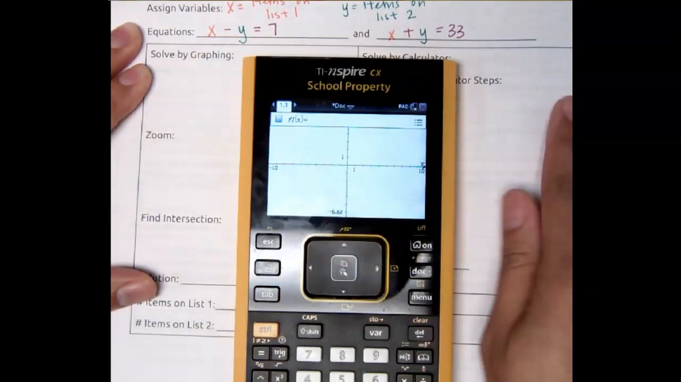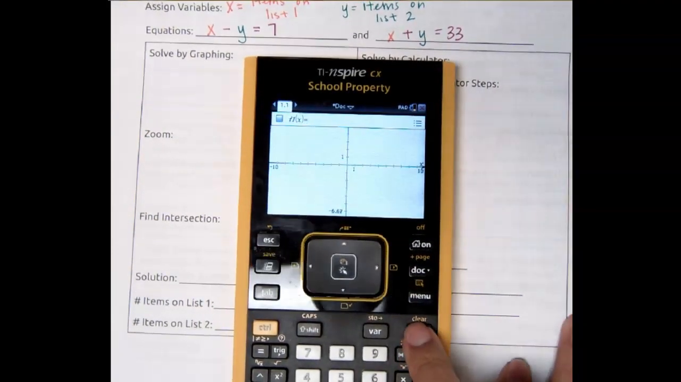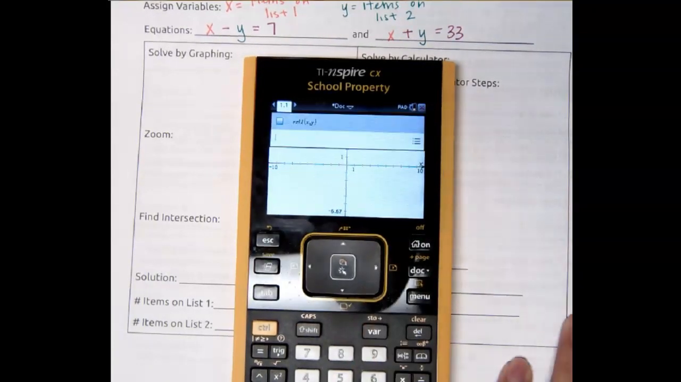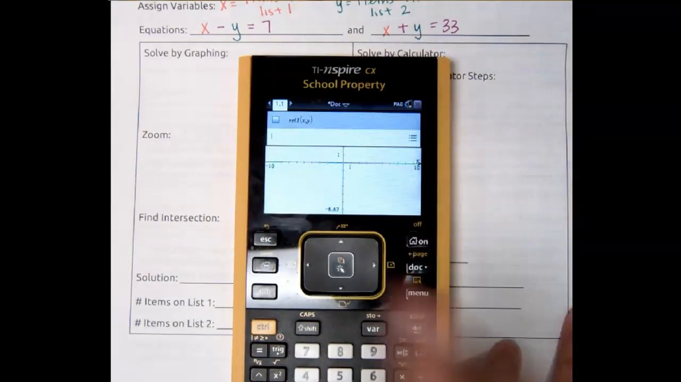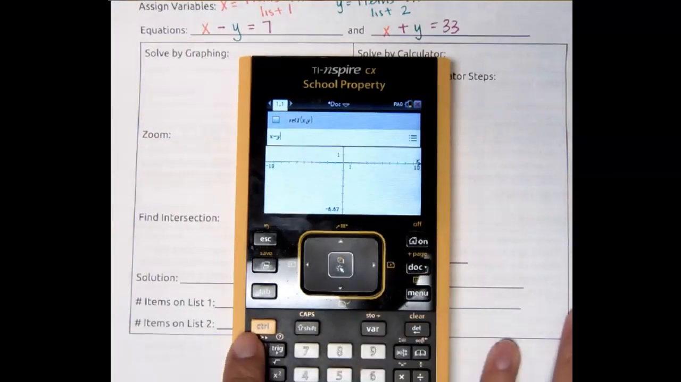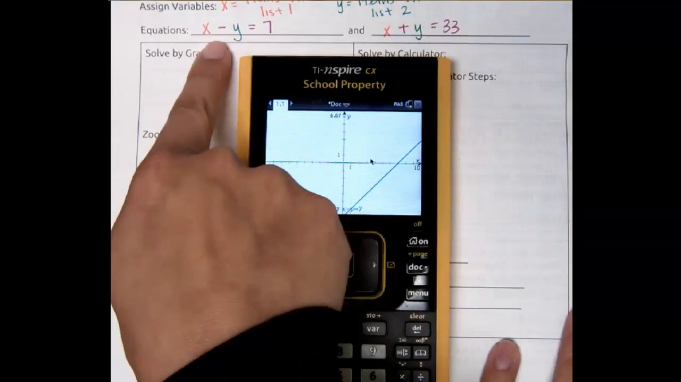So in order to be able to type my equations the way they are, I am going to hit delete. And I'm going to go all the way down to relation. Relation allows you to type your equations in whatever form they're written. So I'm going to go ahead and type in my first equation. X minus Y equals, remember the equal sign is underneath the control button, 7. And I'm going to hit enter. So there's my first line. So that is the line of this equation.